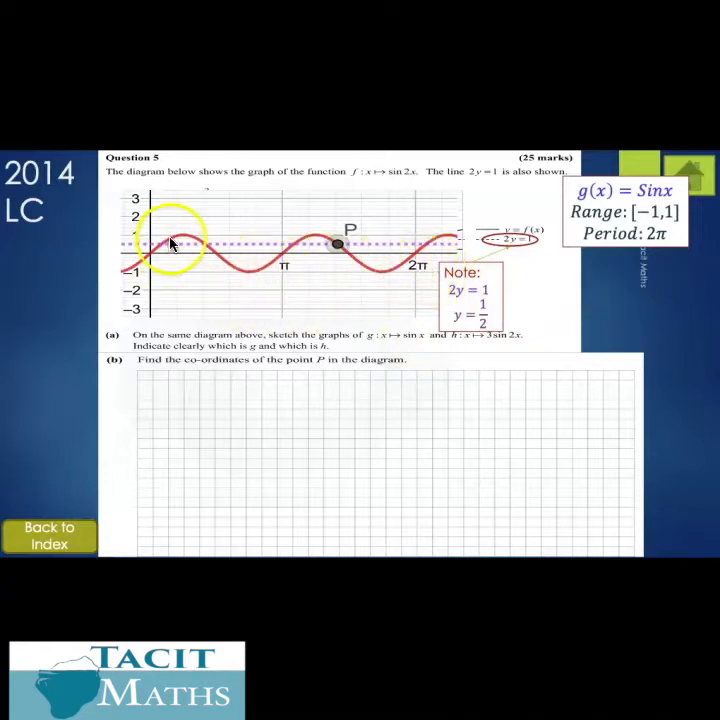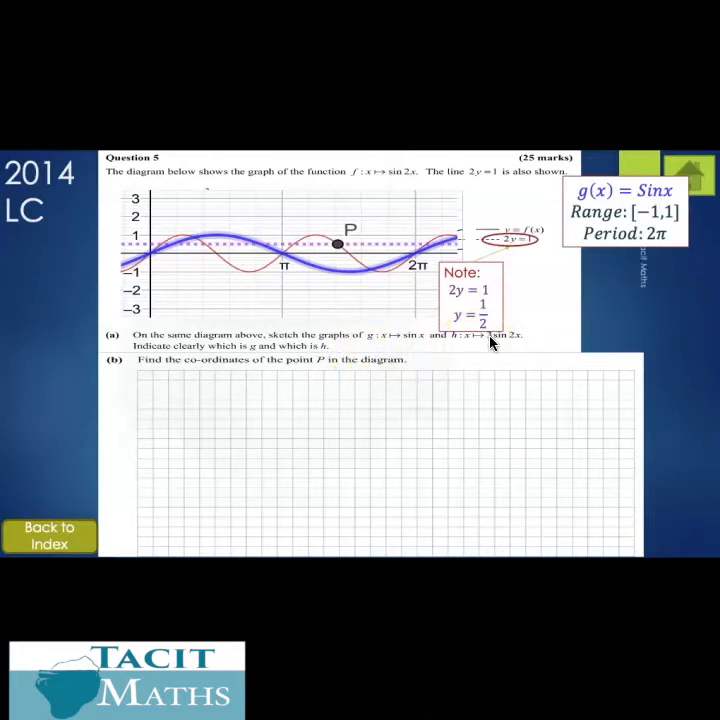That means it's going to be the exact same height as the original function, sine 2x, and it's going to repeat itself at 2 pi. So it's going to go through the x-axis at pi and repeat itself at 2 pi. That's what it's going to look like. So that's g of x in this case, and it says h of x then is 3 sine 2x.